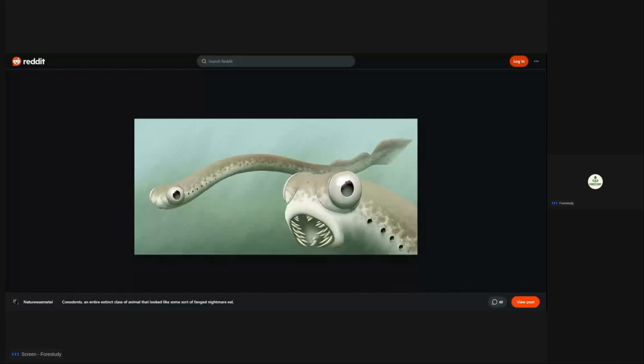So this is actually an image that was generated, because we don't know how it looked, because we do not get soft-bodied fossils of conodont. We only get the tooth of conodont, but actually it looked like this. Okay, so this used to look like this, and we get the tooth of conodonts. They're actually fish-like organisms. So yeah, these are conodonts.